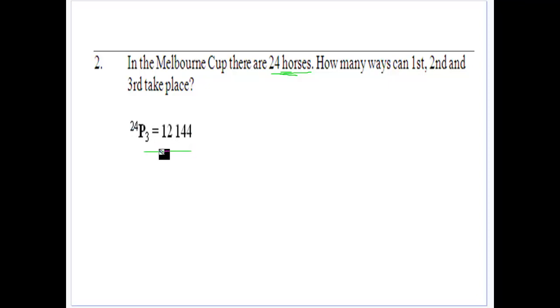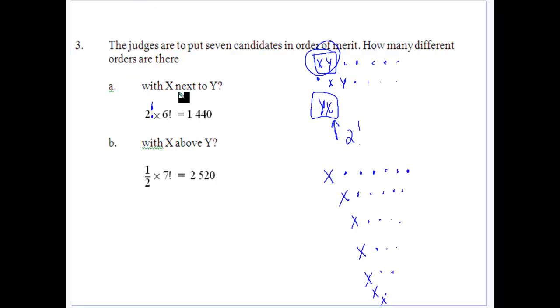12,144. So if you wanted to place a bet on every combination, or every permutation really, to make sure you take out the trifecta in the Melbourne Cup, it's going to cost you $12,144. So it's not a cheap exercise. You won't probably get your money back.